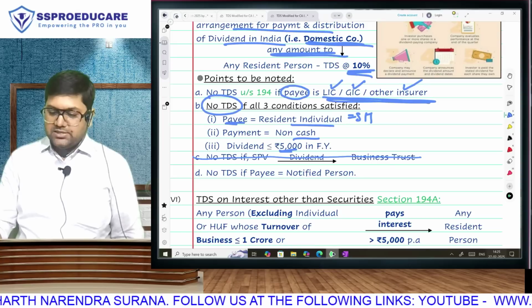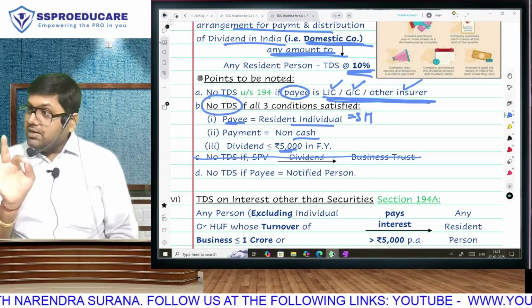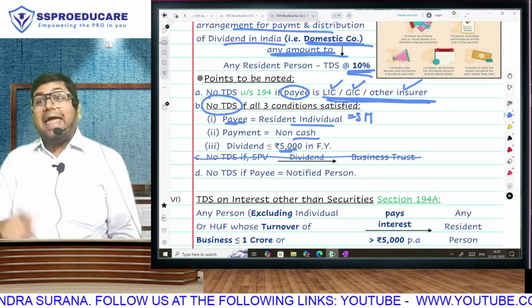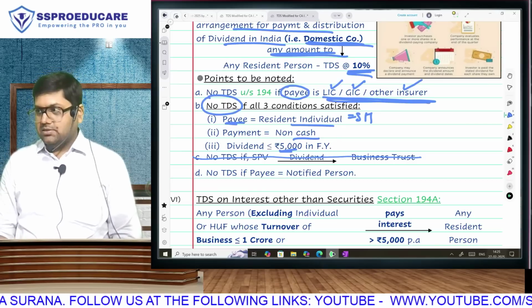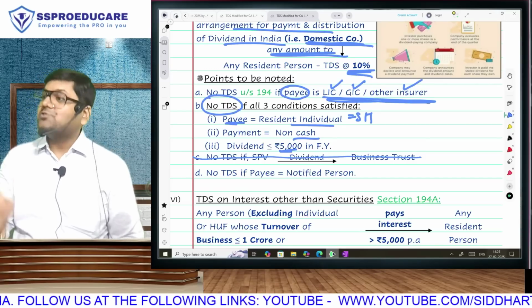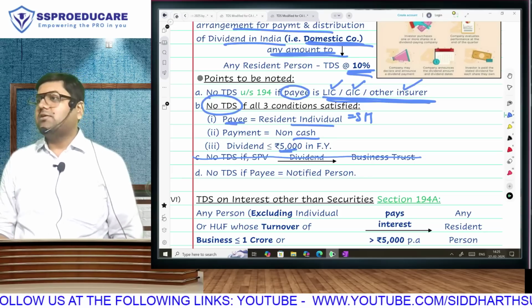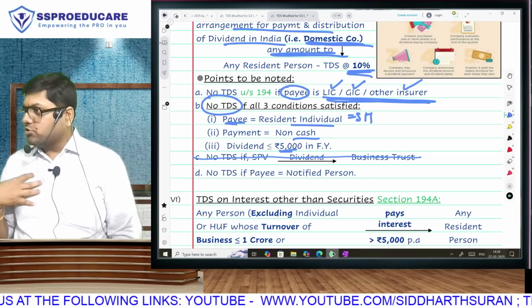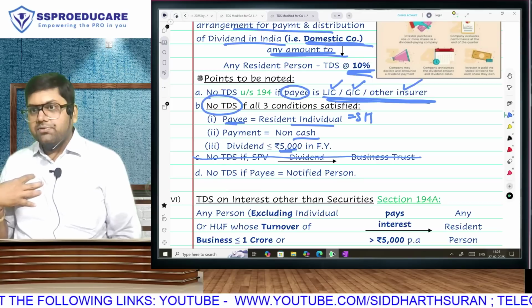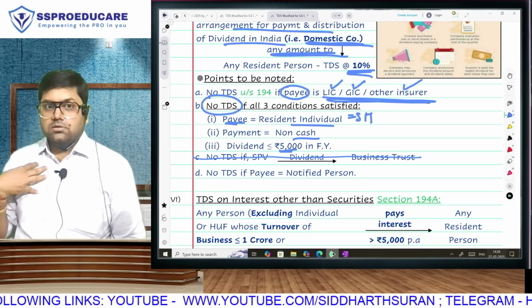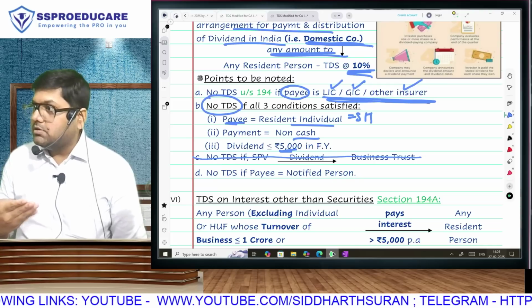That means, in simple language, normally in this section there is no monetary limit. Every rupee will attract TDS. But if the shareholder is a resident individual, then there is a monetary limit of 5,000. Till 5,000 there won't be TDS. Take me. Supposing as a shareholder, I earn 4,000. No TDS because I am resident individual, non-cash. But that 4,000 is also taxable income.